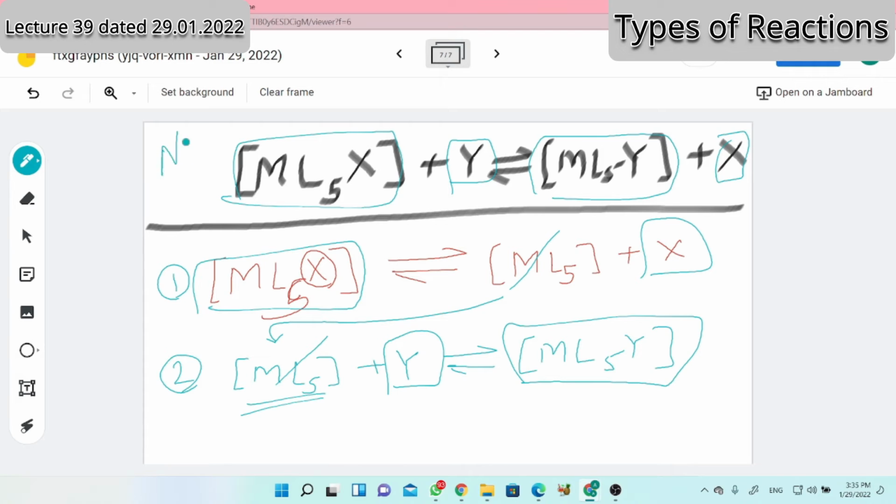So this is our net reaction, and separate reactions are this one. In the first step, there is a breaking of the bond. There is a cleavage of the bond. There is a dissociation of the X, that's one of the ligands. And in the second step, association. So here two processes are there. Two steps are there.